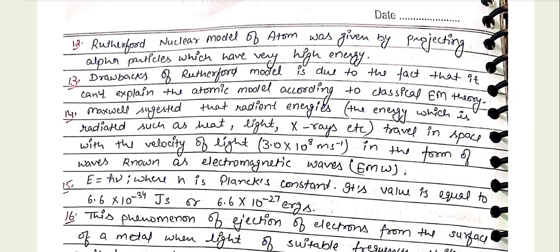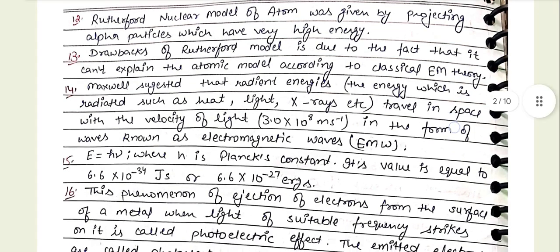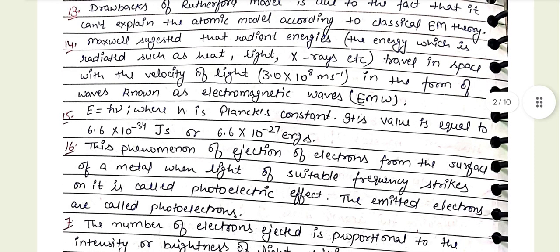Rutherford's nuclear model of the atom was given by projecting alpha particles which have very high energy. The drawback of the Rutherford model is that it cannot explain the atomic model according to the classical electromagnetic theory. Maxwell suggested that radiant energy, the energy which is radiated such as heat, light, X-rays, etc., travels in space with the velocity of light, that is 3 × 10^8 meters per second, in the form of waves known as electromagnetic waves, that is EM waves.